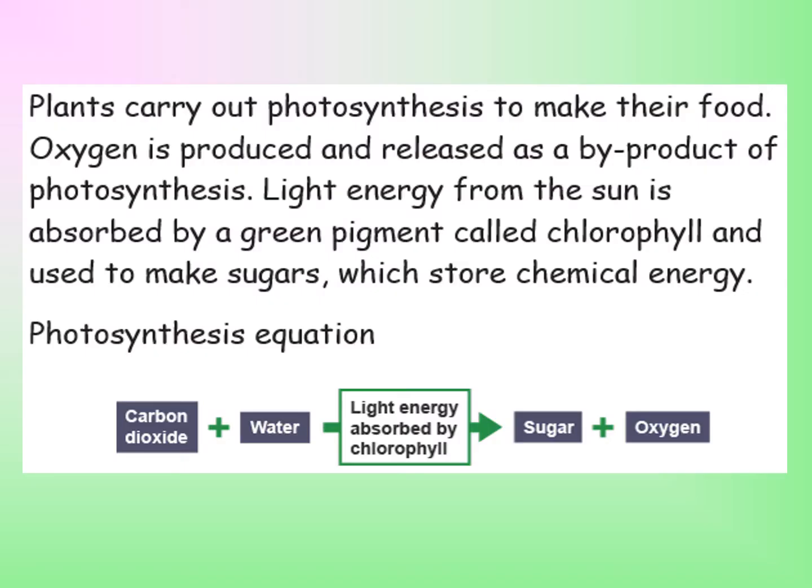So plants carry out photosynthesis to make their food. Now we should be aware of this from Unit 1 because plants have chloroplasts and that is how they make their food. So oxygen is produced and released as a byproduct of photosynthesis. Light energy from the sun is absorbed by a green pigment called chlorophyll and used to make sugars, which store chemical energy. Now what we have here is a photosynthesis equation.